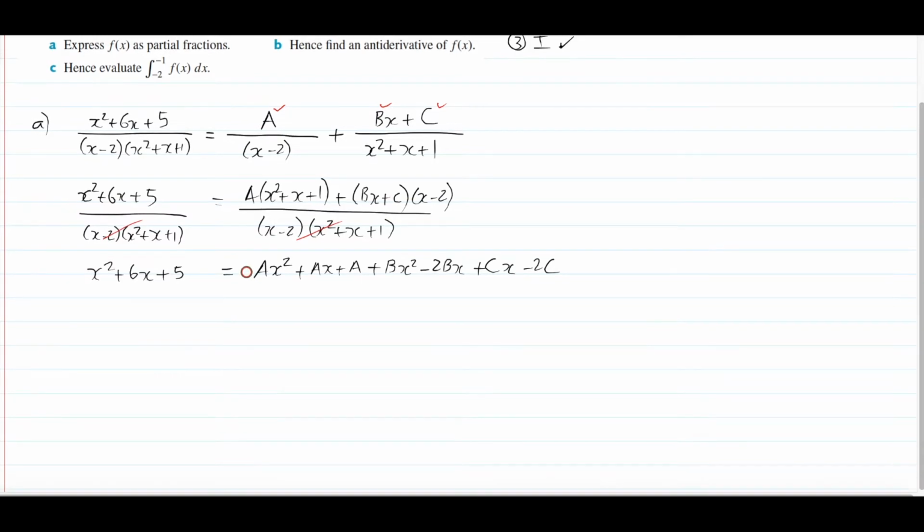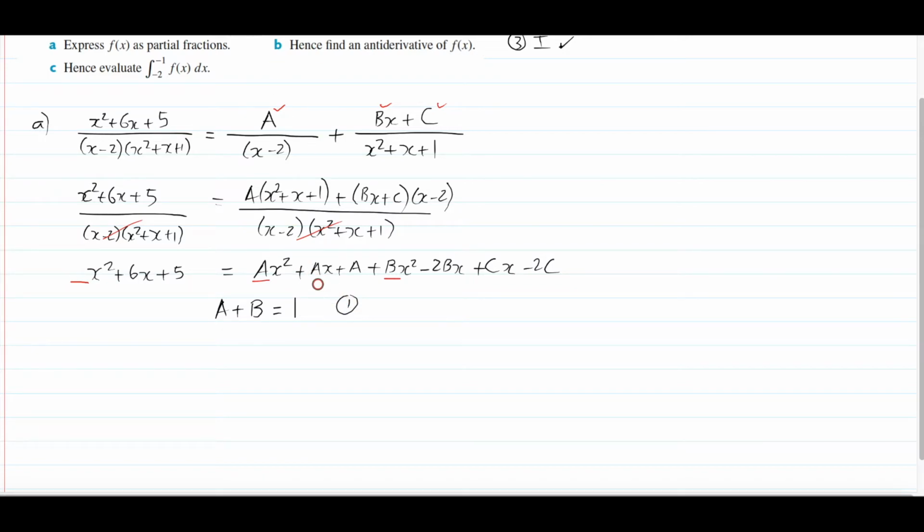Right, I am equating coefficients now. So that means this part right here, Ax squared plus Bx squared must equal 1x squared. So instead of writing this bunch of equations, you can write it as A plus B. So we're just equating coefficients. A plus B equals 1. That is our equation number 1.